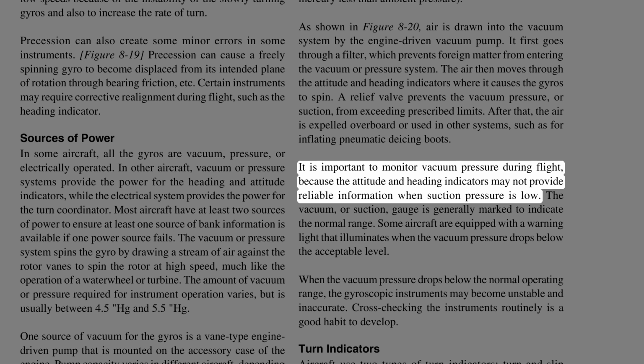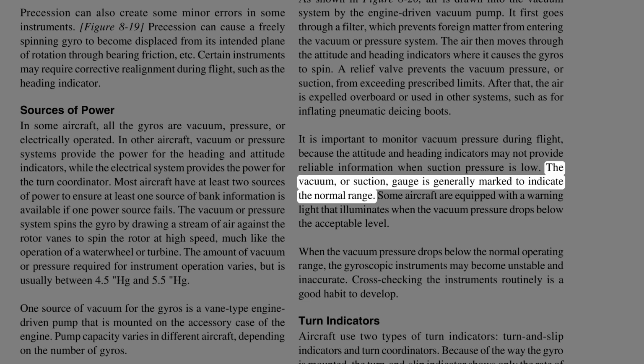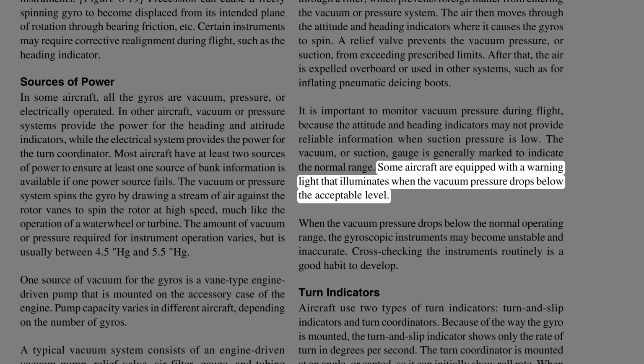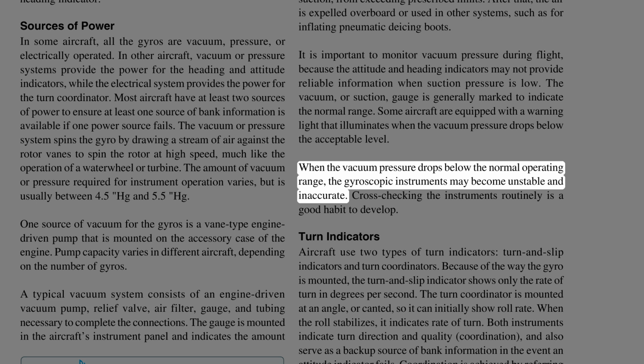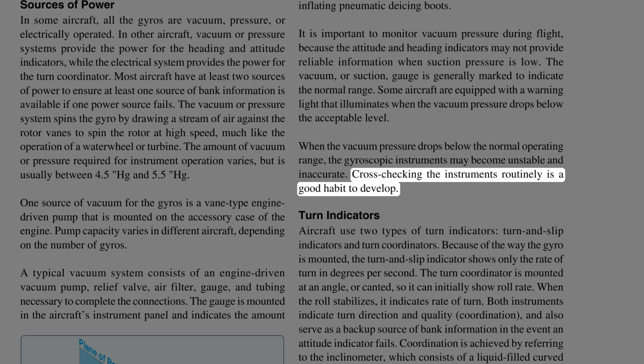It is important to monitor vacuum pressure during flight, because the attitude and heading indicators may not provide reliable information when suction pressure is low. The vacuum, or suction, gauge is generally marked to indicate the normal range. Some aircraft are equipped with a warning light that illuminates when the vacuum pressure drops below the acceptable level. When the vacuum pressure drops below the normal operating range, the gyroscopic instruments may become unstable and inaccurate. Cross-checking the instruments routinely is a good habit to develop.